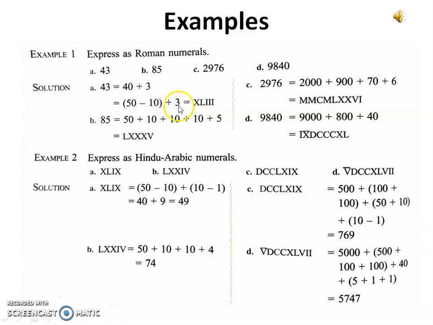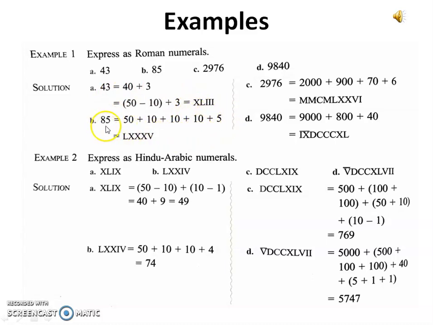Now plus 3. For 3 we will write the Roman numeral I three times, which gives us 3. So XL and triple I gives the value 43, and we are expressing the number 43 as XL triple I.